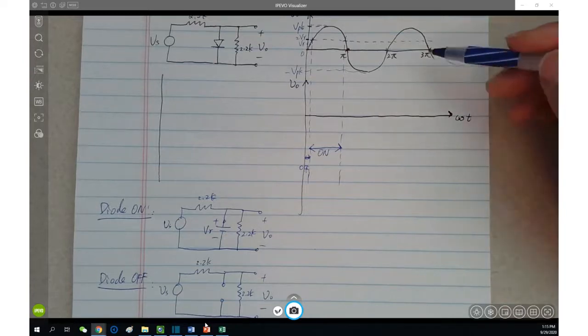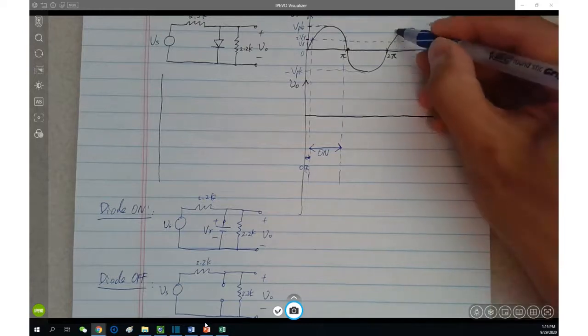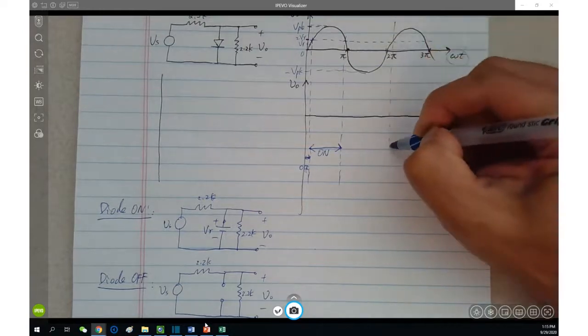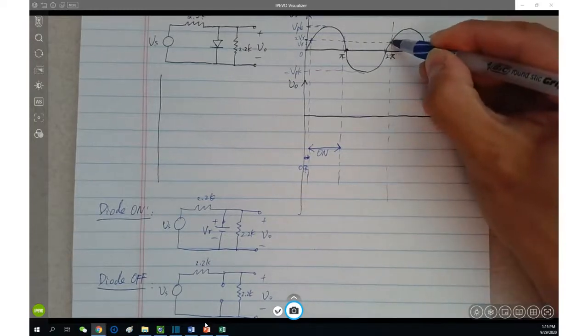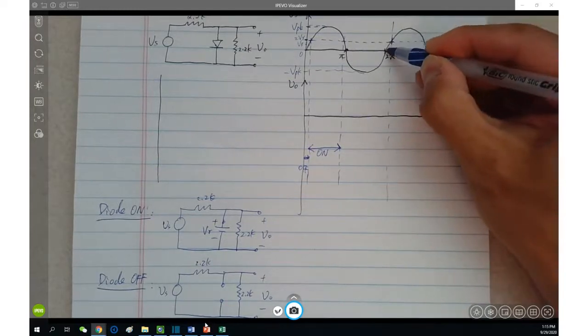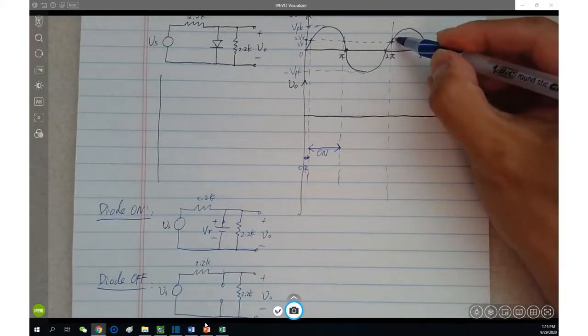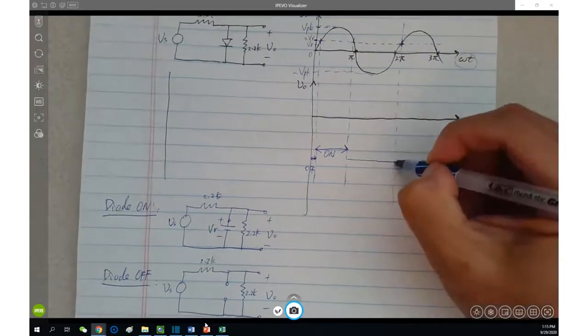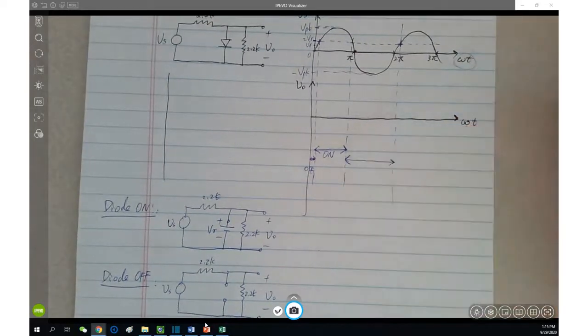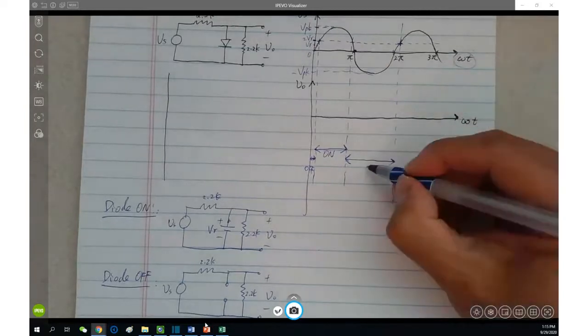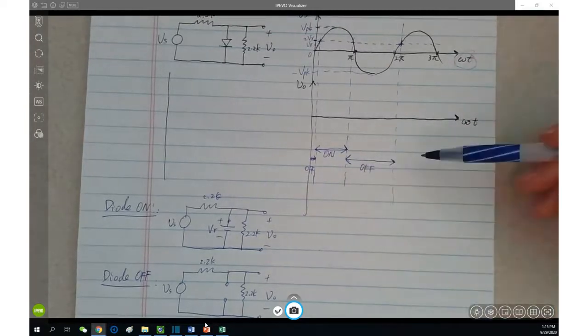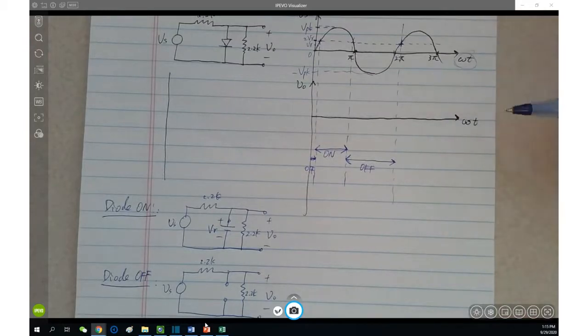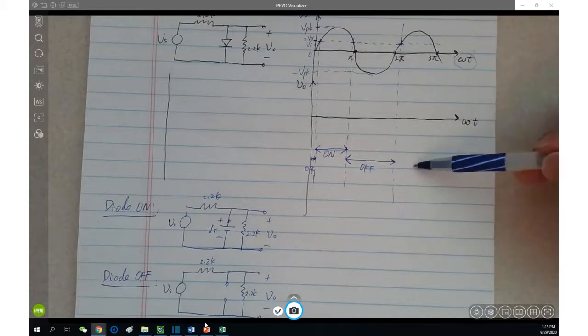And then for the next on moments, it will be here. Once again, it's not the zero crossing here, but here. This window is what? Off, right? This window is off. So now I have basically finished one complete cycle. The rest just follows the previous cycle.